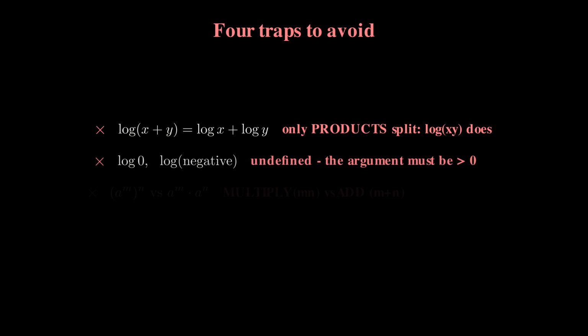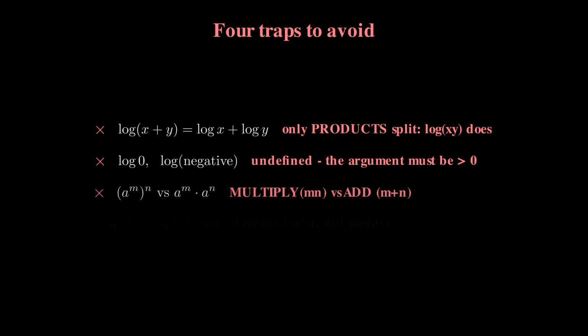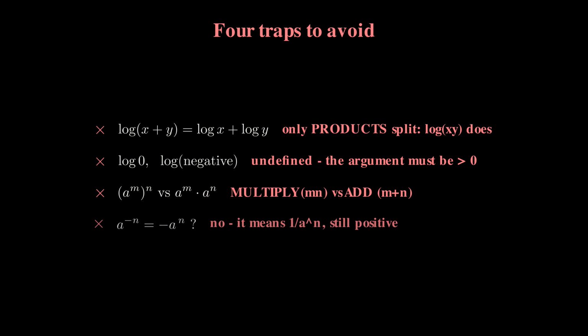3. Don't confuse the power of a power rule, where you multiply the exponents, with multiplying powers, where you add them. And 4. A negative exponent is a reciprocal, not a negative number. a to the minus n is 1 over a to the n, and stays positive. Dodge these 4, and this topic is free marks.